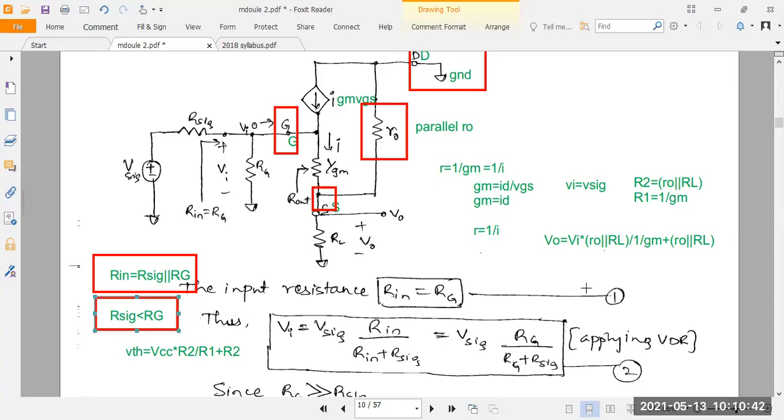Understood? First take the total input resistance, R signal and RG, which are in parallel, but R signal is very much less than RG. So consider Rin equal to RG. That is equation number 1.